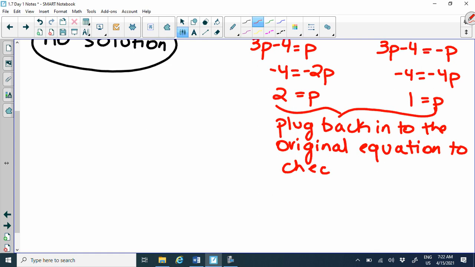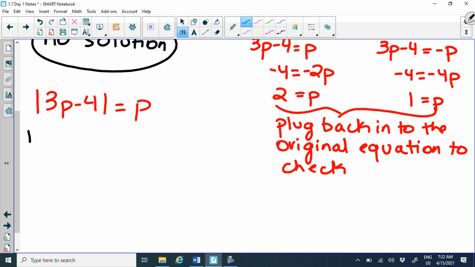Plug back in to check. So remember, our original equation is with the absolute value bars. Okay, so we have to plug it back into this one. If you don't plug it back with the absolute value bars, you're actually going to get true statements out probably for both of them, and that probably will not work. Even if we do plug these back into the original equation, you could have where both of them work, maybe one of them works, or none of them work. So it just depends on the problems.